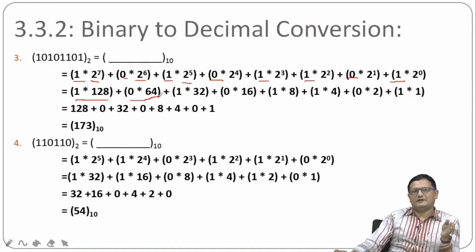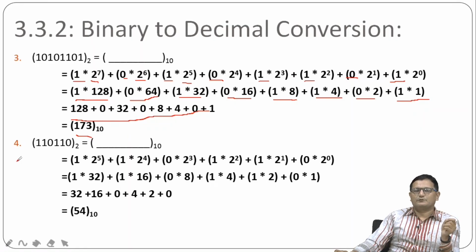If you do 2 into 2 into 2, 6 times, you get 64. Similarly, 2 raised to 5 is 32, so 1 into 32. 2 raised to 4 is 16, so 0 into 16. 1 into 8 because 2 raised to 3 is 8. 1 into 4 because 2 raised to 2 is 4. 0 into 2 because 2 raised to 1 is 2. And 1 into 1 because any number to the power 0 is 1. Then you do the multiplication and sum everything, and you get 173.